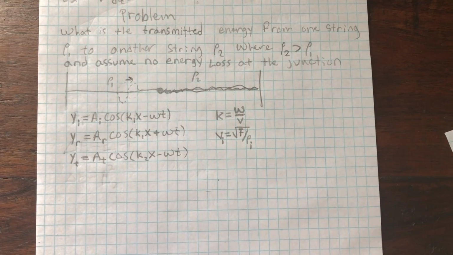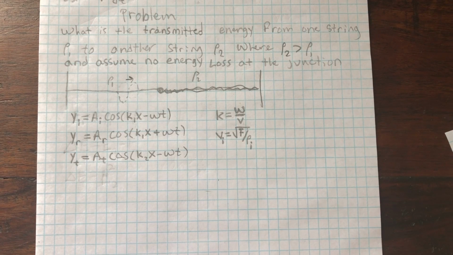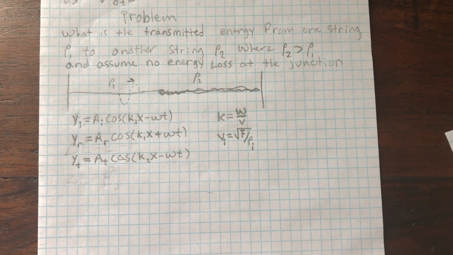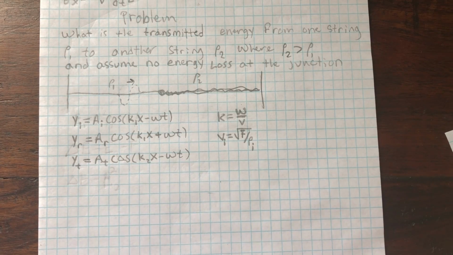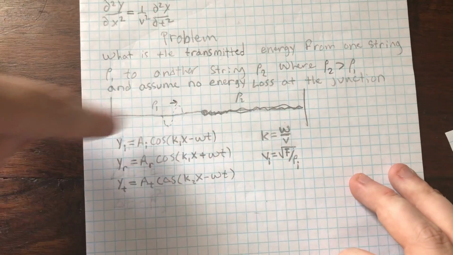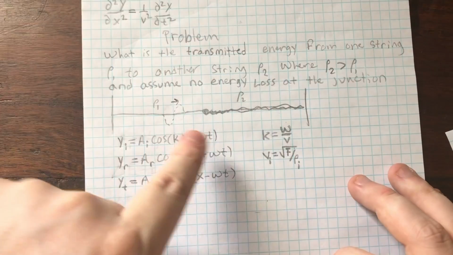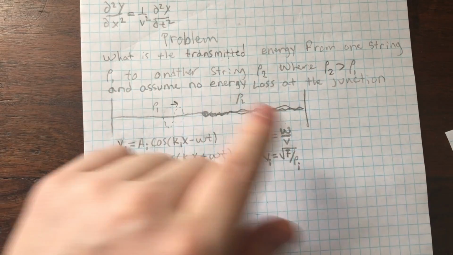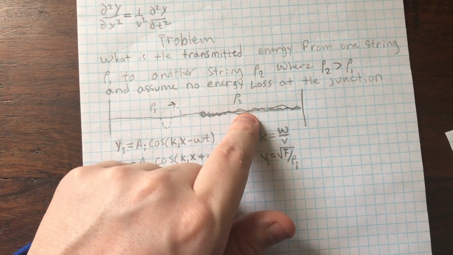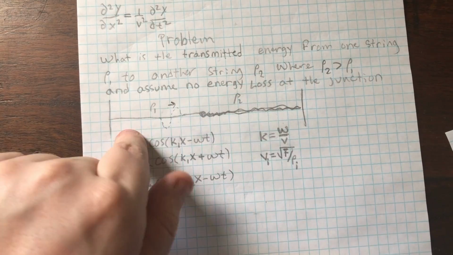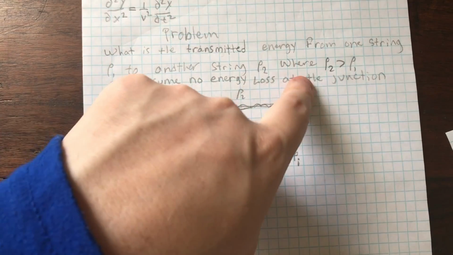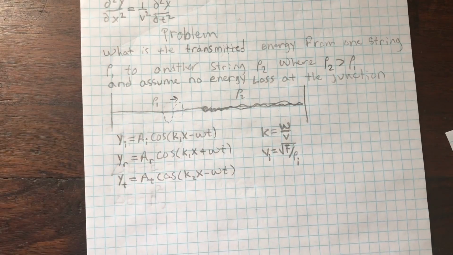All right, so here's our problem. What is the transmitted energy from one string, rho 1, to another string, rho 2, where rho 2 is greater than rho 1, and assume no energy loss at the junction. As we can see right here, there's this wave going through, and there's this junction right here, and this is a thicker, denser string than this one. So the density rho 2 is going to be greater than the density rho 1.